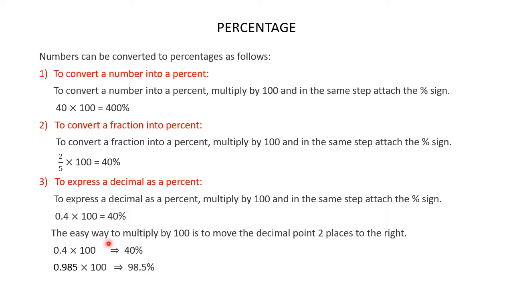An easy way to multiply by 100 is to move the decimal point 2 places to the right. So 0.4 multiplied by 100 is 40%. Here the decimal point is moved 2 places to the right. So 0.4 becomes 40. 0.985 multiplied by 100 is 98.5%. Again here the decimal point is moved 2 places to the right. So 0.985 becomes 98.5.